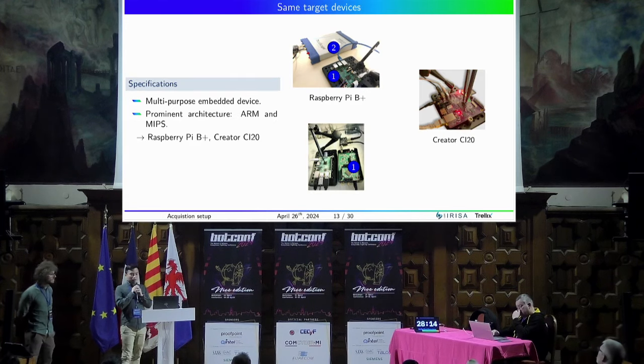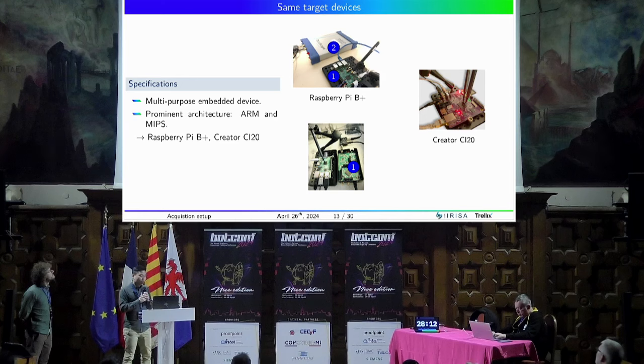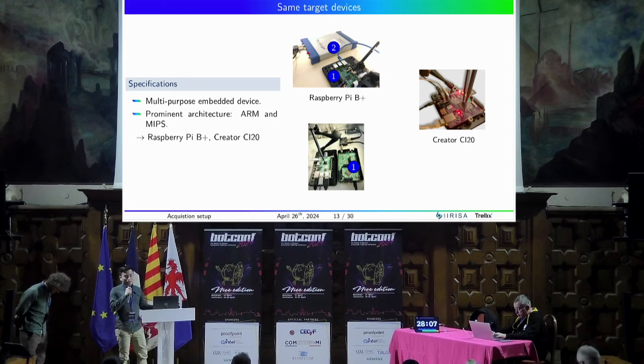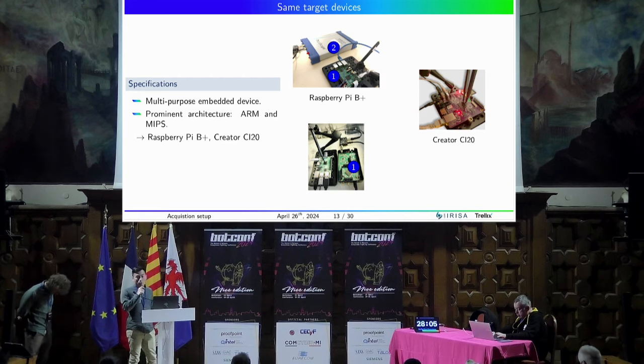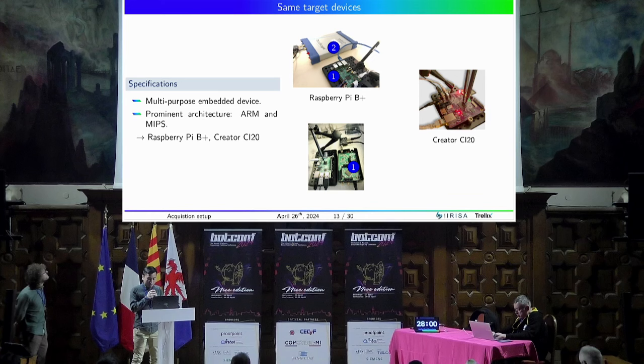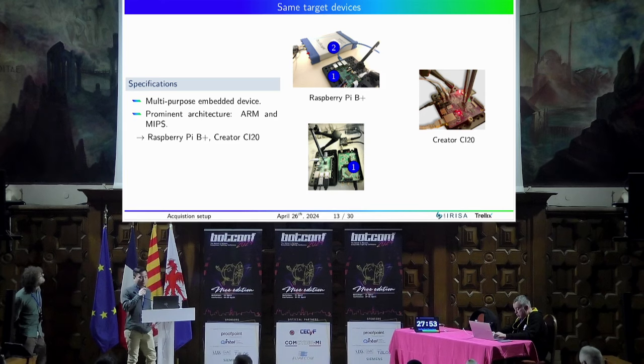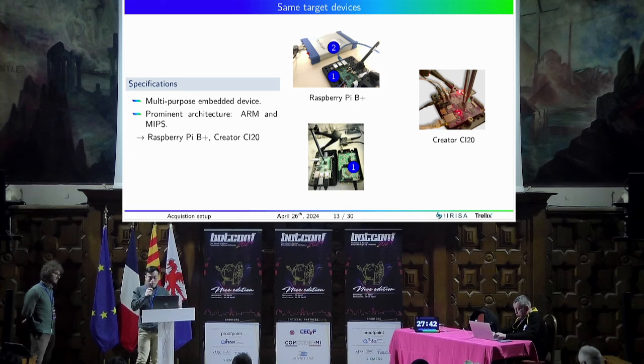For the target device, we wanted a device that can run as many malware samples as possible, right? So the Raspberry Pi was a choice, and the Raspberry Pi runs on ARM. The other one we picked was the Creator CI20, which runs on MIPS. So we have two architectures. The malware we have been collecting can also work on the two architectures.